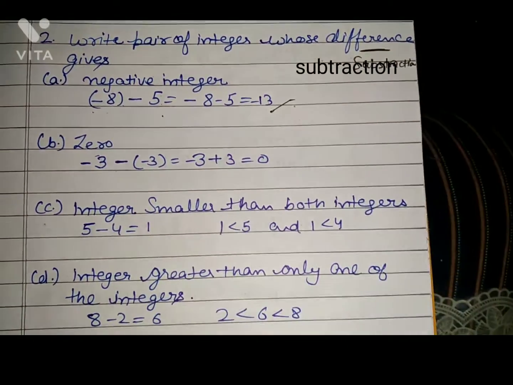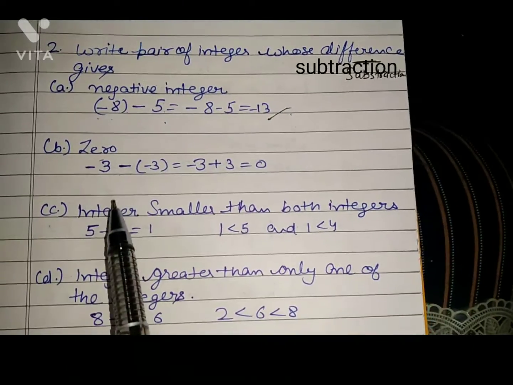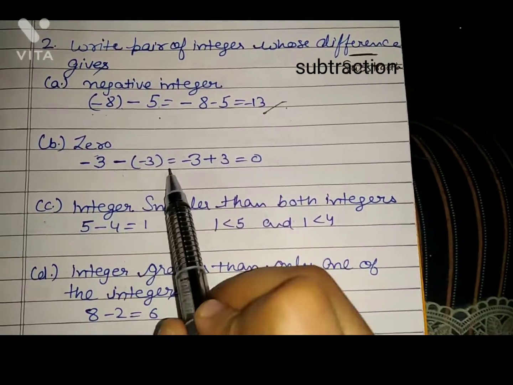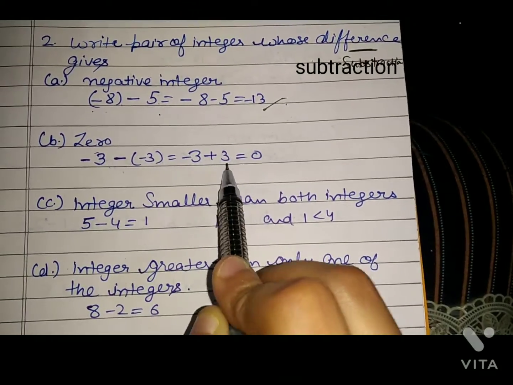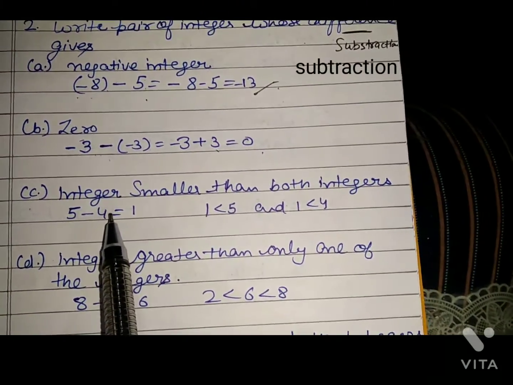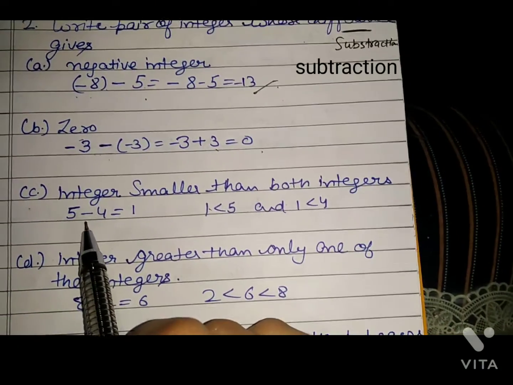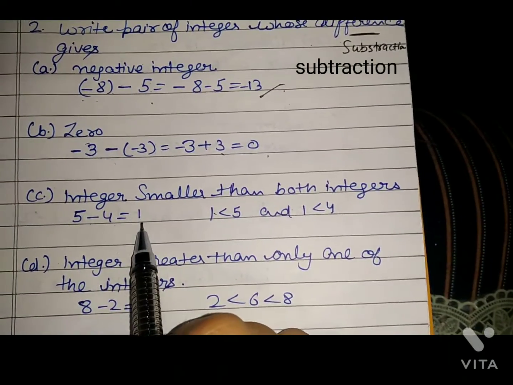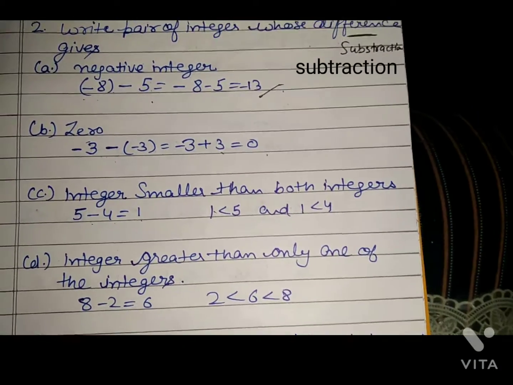So this is an integer. Next is a pair of integers whose difference gives me 0. So again, the same number with the opposite sign. So minus 3 minus minus 3, that is 0. Integer smaller than both the integers. So here I consider 5 and 4. So 5 minus 4 is 1. So 1 is less than 5 and 1 is less than 4.